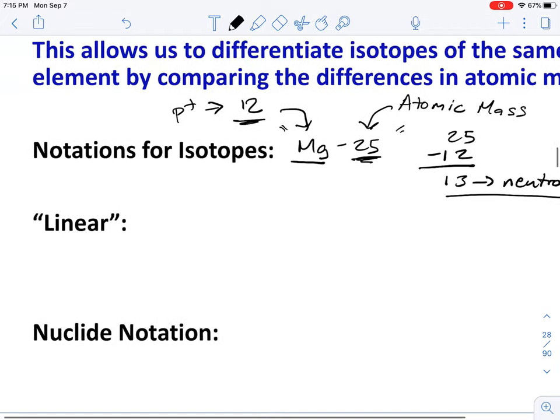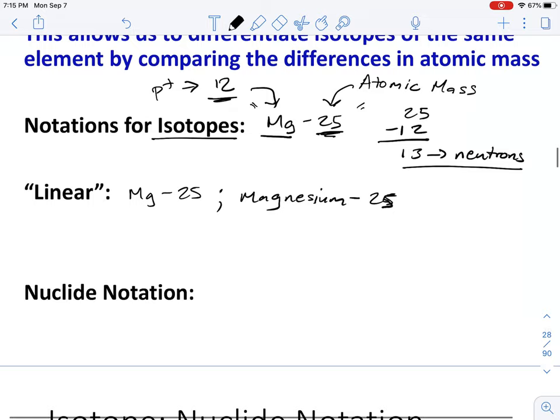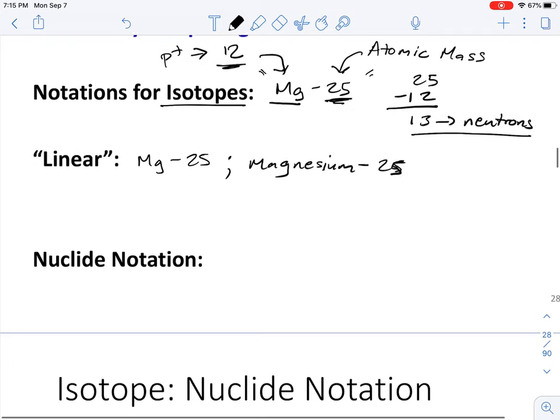For the linear form of the notation for the isotope, we can either have Mg25. Once again, 25 represents the atomic mass, not the number of neutrons. That was my main point of that whole spiel. Another way to write the linear form is to literally write out the name of the element, so we can put magnesium-25. This is the linear version, if you will, for notating isotopes. There's another one called nuclide notation.